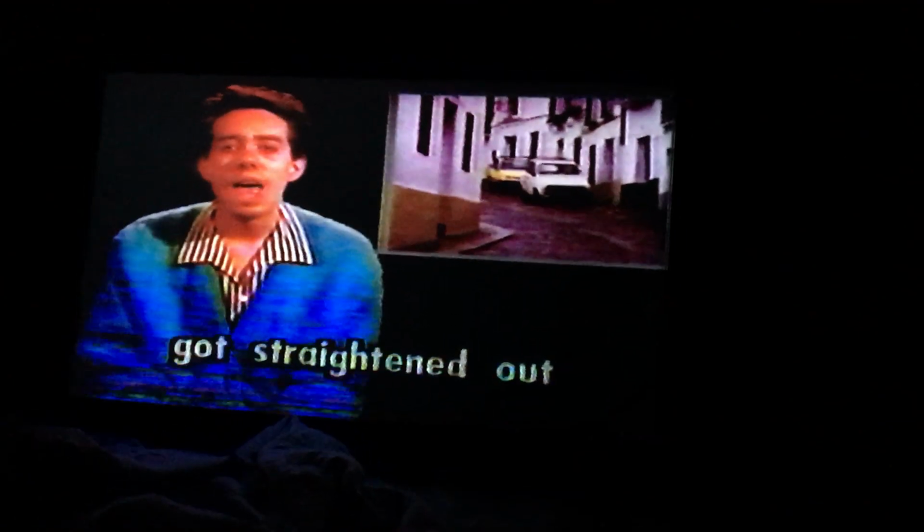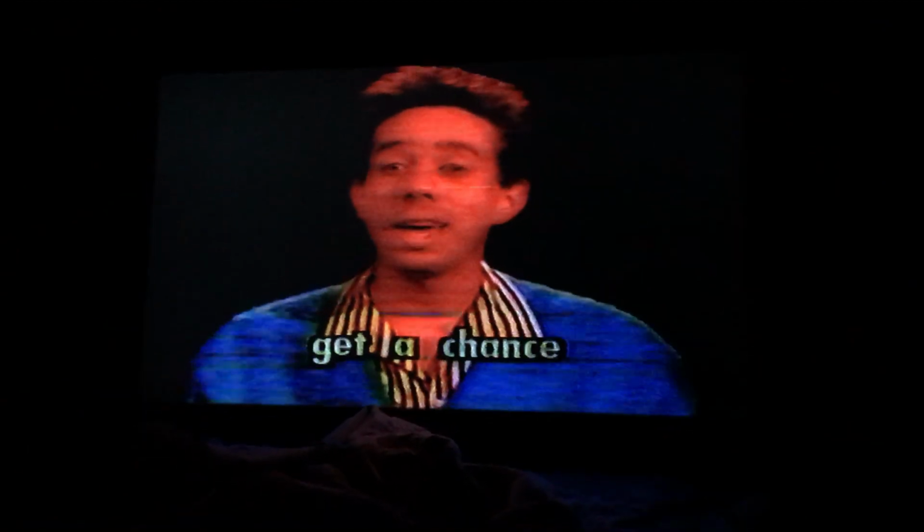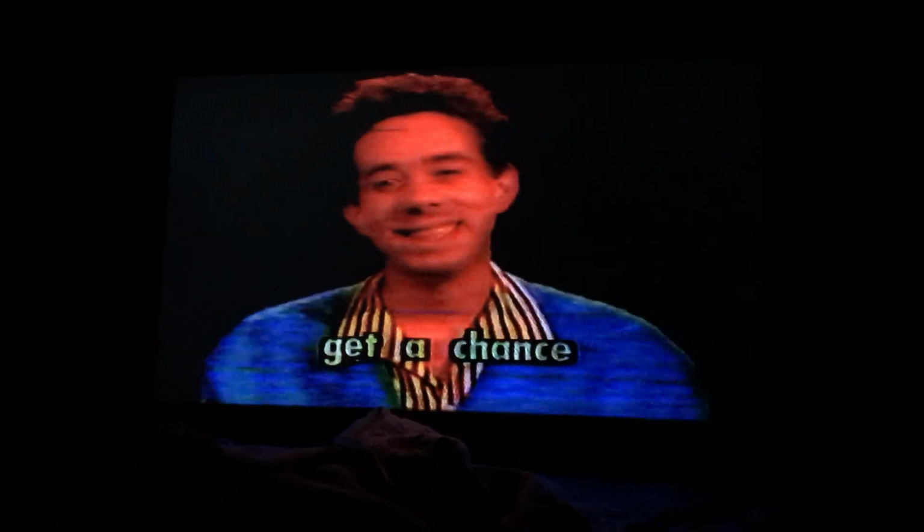But with the help of a guidebook, I soon got straightened out and began exploring the charming cobblestone streets, enjoying the scenery and the sunny weather, and of course taking lots of pictures. I got carried away with the romance and excitement of Spain, and if I ever get a chance to go again, I won't hesitate.